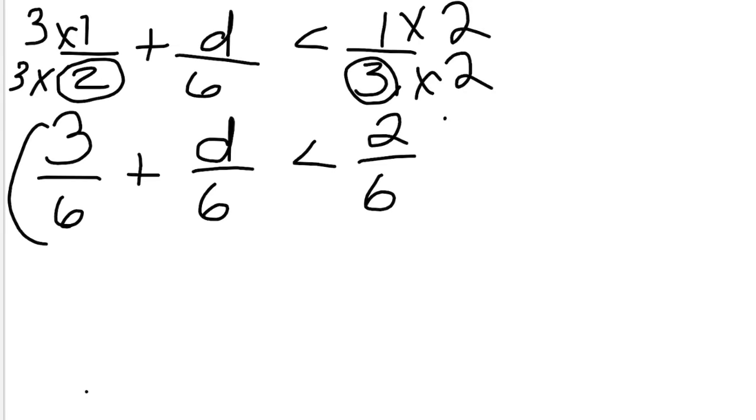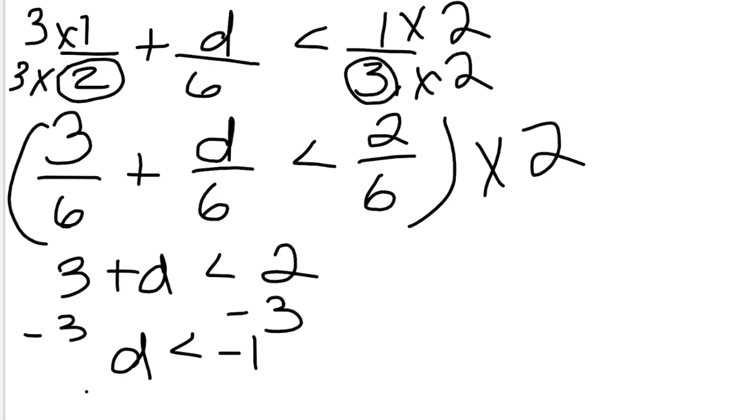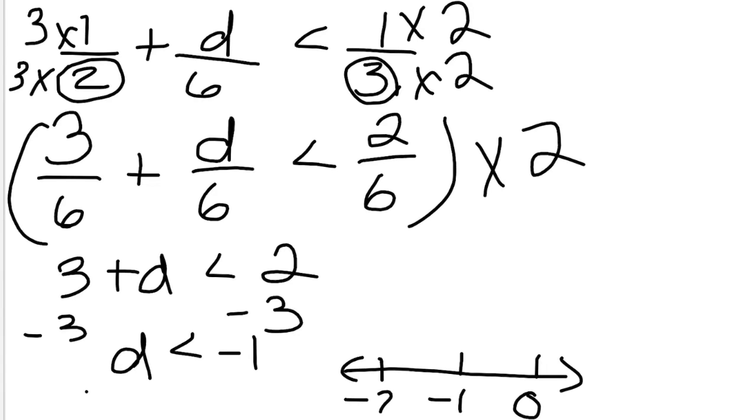Once all the denominators are the same, we can multiply by the denominator to clear the fraction. So we have 3 plus d is less than 2. We can minus 3 from both sides, making 0 pairs. And we get d is less than negative 1. So we can graph that. We can do negative 1, 0, negative 2. Open circle on negative 1, and d is less than negative 1, so our arrow goes to the left.